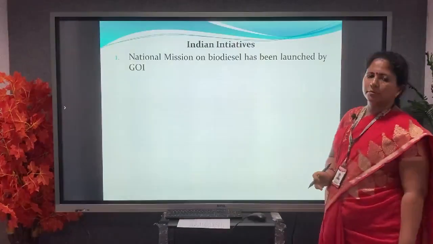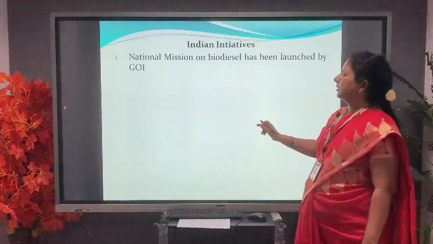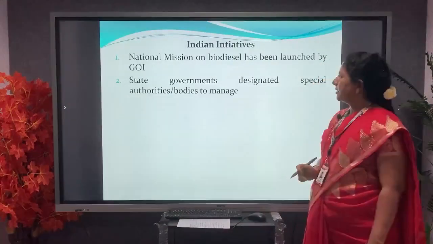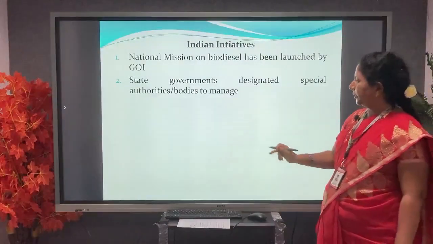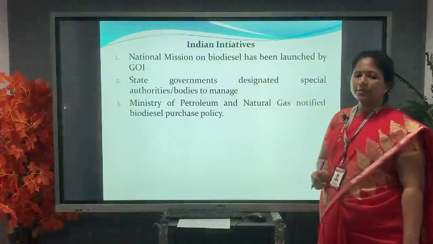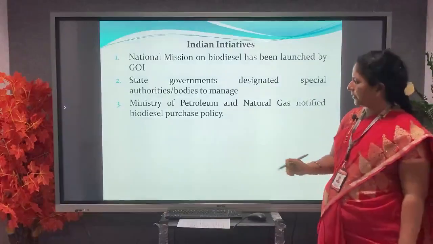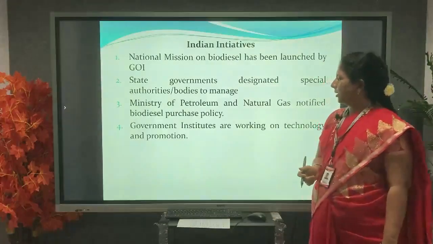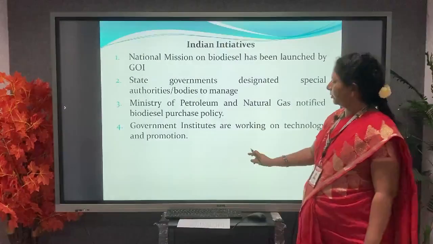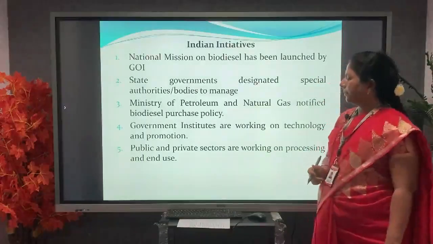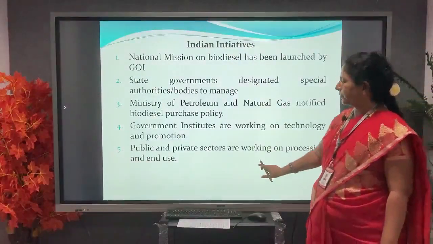Indian initiatives. The National Mission on Biodiesel has been launched by the Government of India. State governments designated special authorities to manage it. The Ministry of Petroleum and Natural Gas notified the biodiesel purchase policy. Government institutes are working on technology and promotion. Public and private sectors are working on processing and end use.